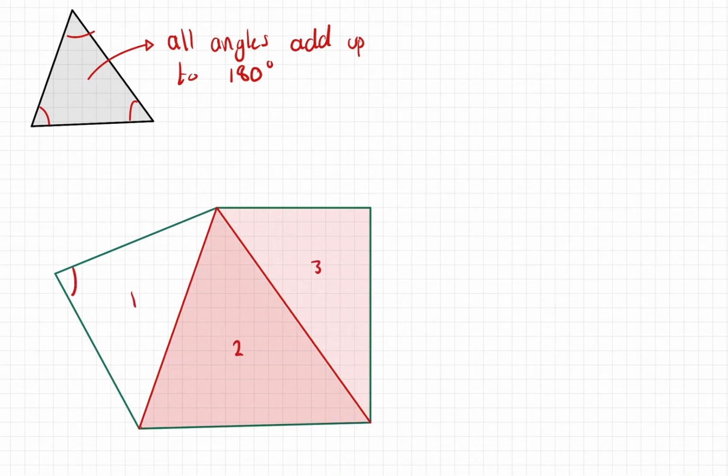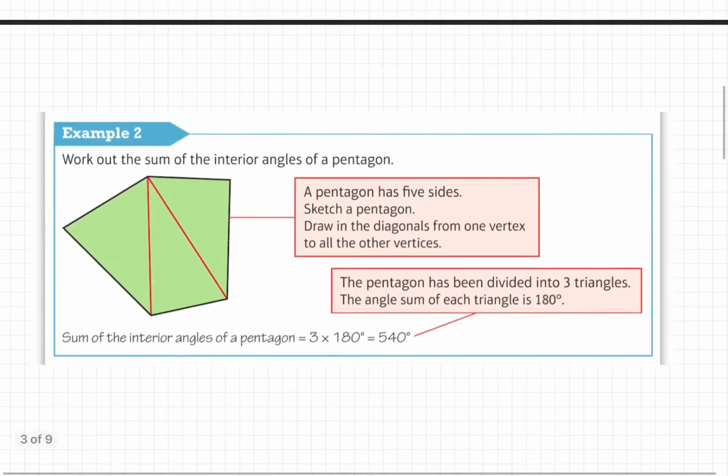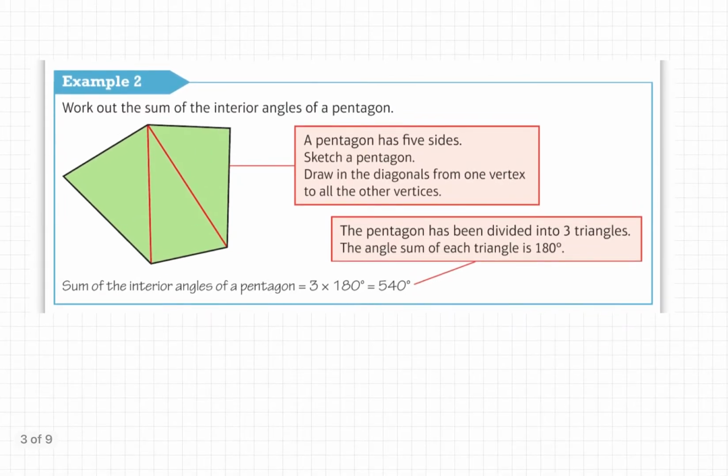Well, we know all the angles here add up to 180 degrees. So if I've got three of them, we're going to get 3 times 180 degrees, and therefore in this five-sided shape, all angles are going to add up to 540 degrees. Here's a bit of a neater version showing it. It's a pentagon, has 5 sides, and there we are.